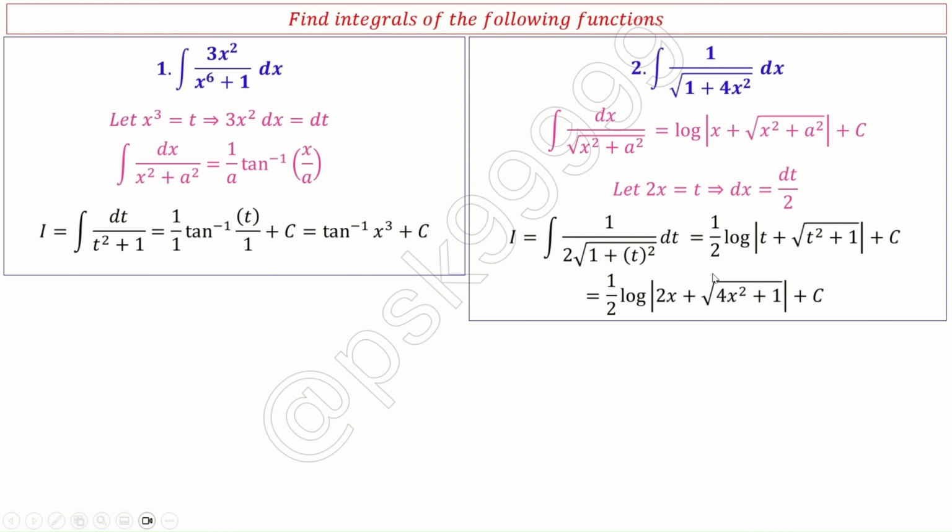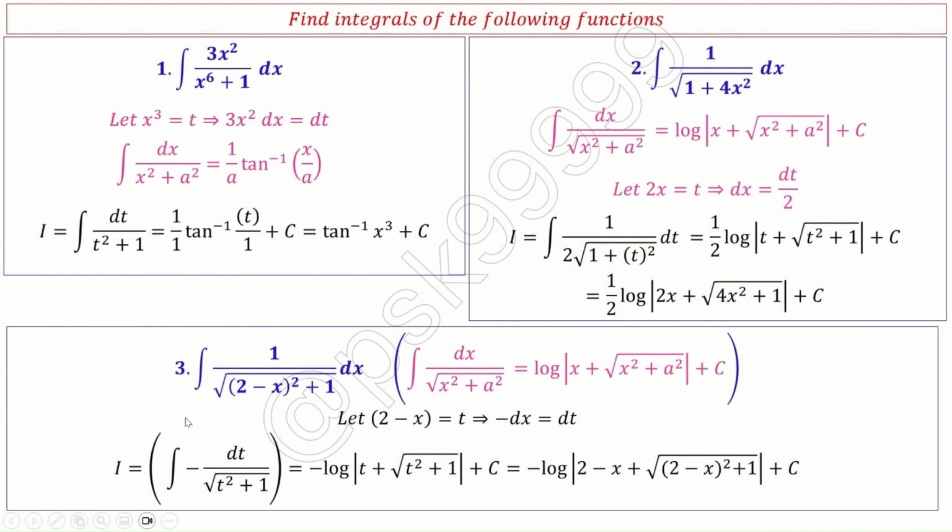Then this is nothing but 1 by 2 into log of t plus square root of t square plus 1 plus constant. So if I substitute t equal to 2x, this will become 1 by 2 log of 2x plus square root of 4x square plus 1. Okay, so this is the integration.